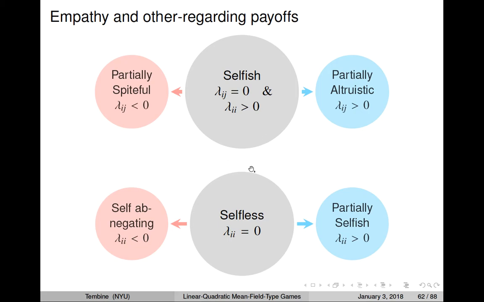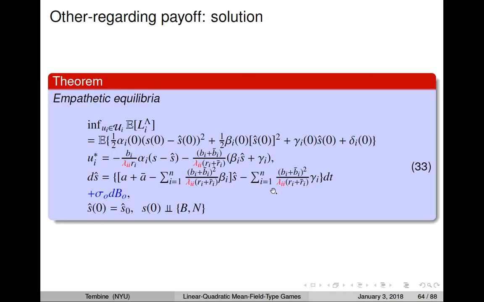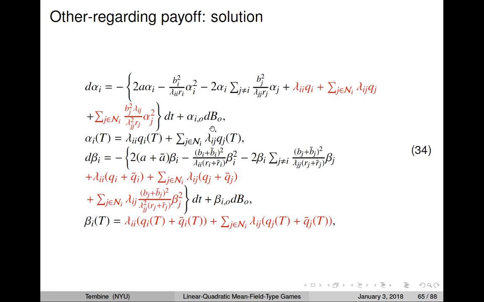And let's look at the LQ case. So now I'm adding these alpha ij's everywhere, and the state dynamics stays as before, jump diffusion processes with common noise. Well, we can find explicitly the solution to this problem. The solution is given here, where you see that the weights appear, the i and j weights always appear in the coefficients. The Riccati equation will be modified a bit, as you can see here.